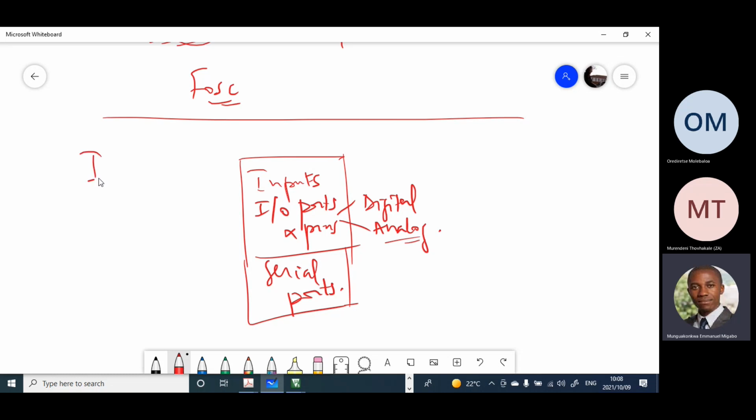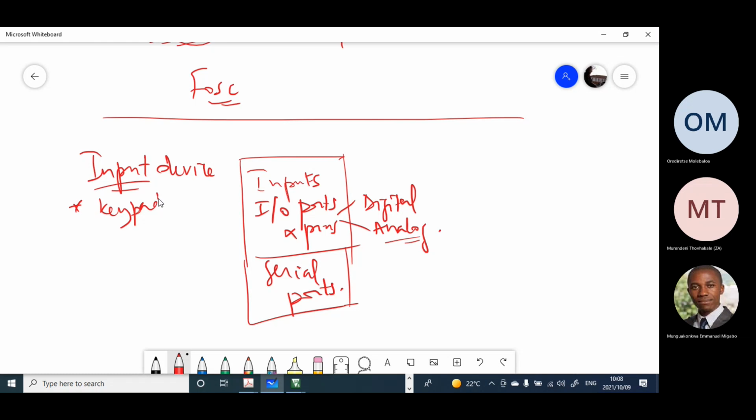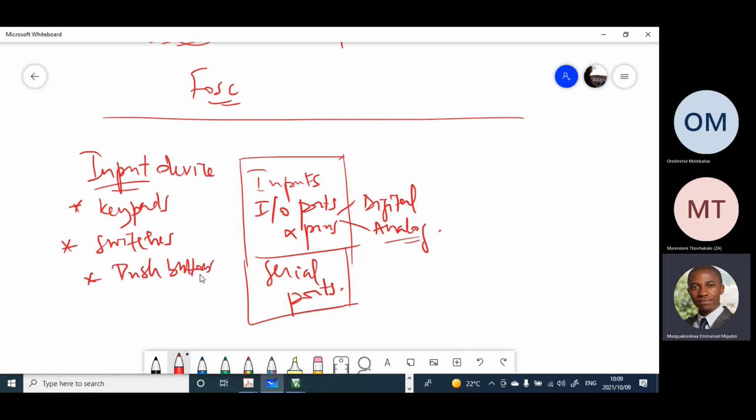On the outside, in terms of input devices you can interface this microcontroller with, you get a long list. You can have keypads as well. You could have switches, push buttons. You could have sensors, and of course, sensors and their transducer circuits.